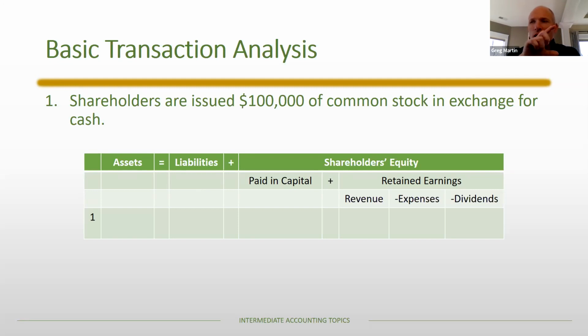I think I left space in your notes where you could write this in, 1 through 8. Looking at 1, go ahead and try to write that in, figure out where the increase or decrease might be in the 3 major categories. Underneath shareholders' equity, of course, there's paid in capital, revenue, expenses, and dividends. This $100,000 issuance of common stock falls in there somewhere.